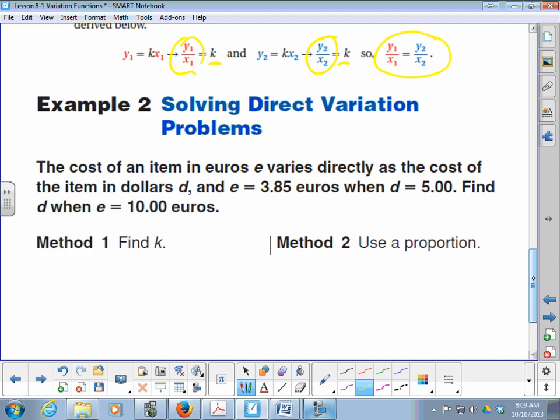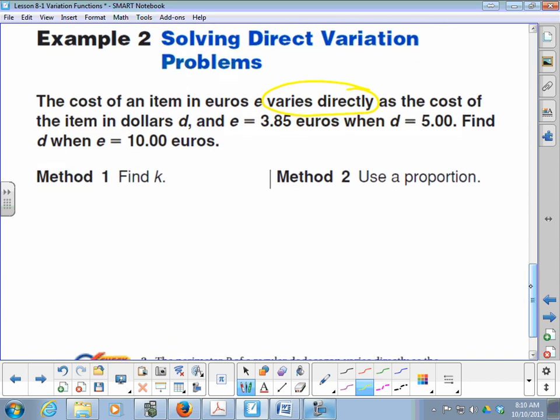Okay. Cost of an item in euros varies directly. So here's my key right here again. Varies directly as the cost of the item in dollars. It says when E equals 3.85 euros, D equals $5. Find D when E equals 10 euros. Okay. And this is actually just a simple problem that you can write as a proportion. All right, and we're going to go ahead and look at that first.